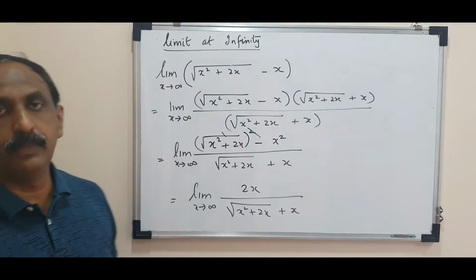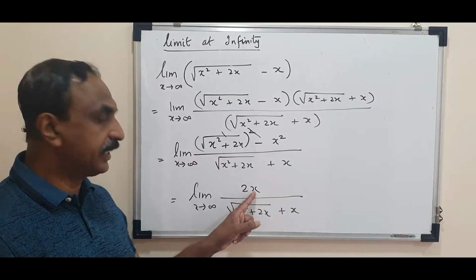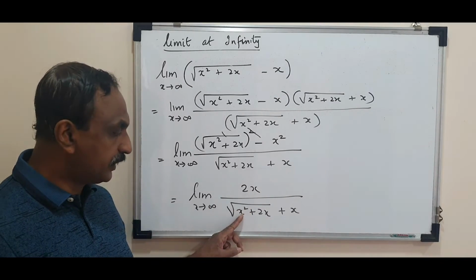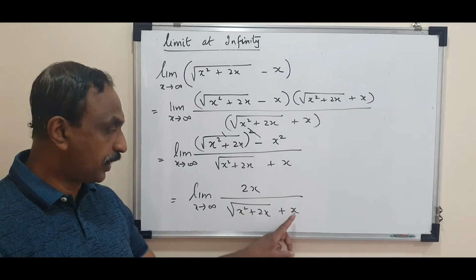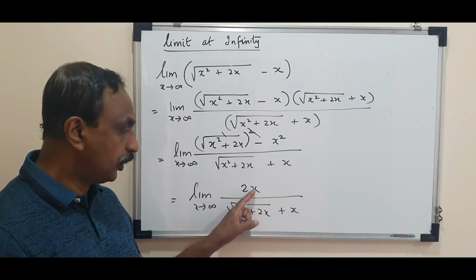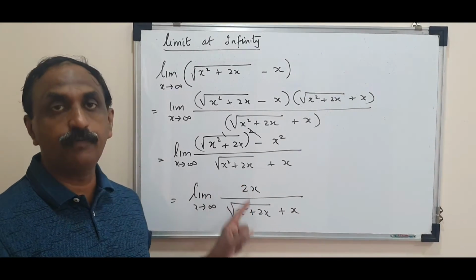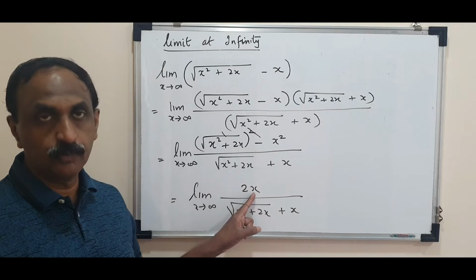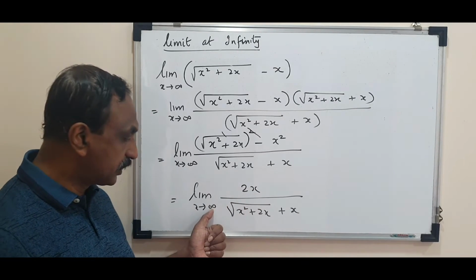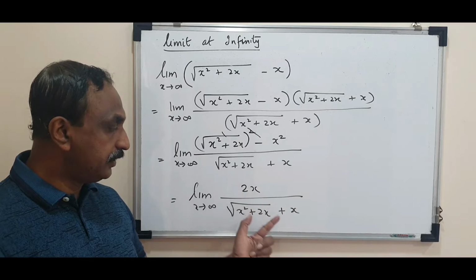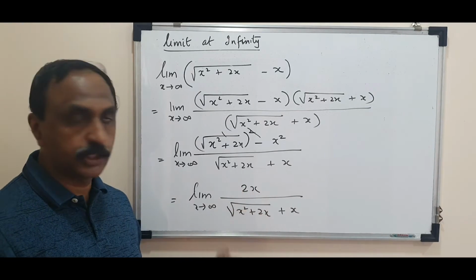Now this has become similar to the previous problem. What is the degree of x here? 1. What is the degree of x² under the root here? That is also 1. Degree of x here? 1. The numerator and denominator are both of degree 1. So what should I do? I told you, whenever x is tending to infinity, divide the numerator and denominator by the highest power.